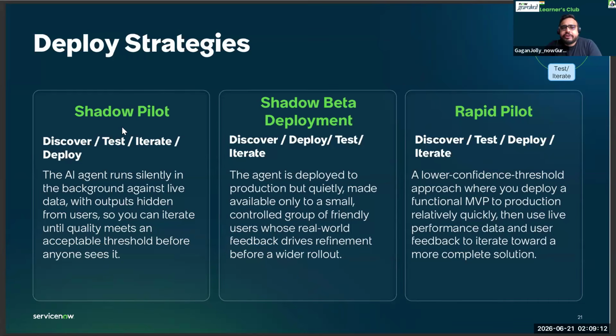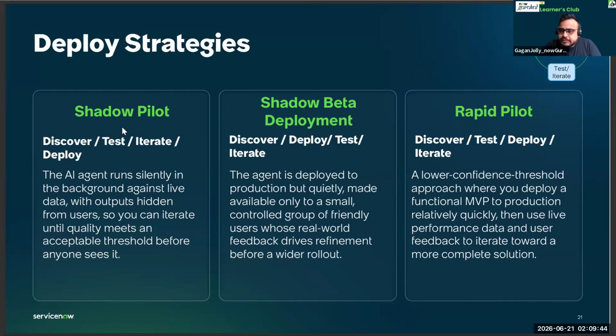In this, the AI agent runs silently in the background against the live data, and the outputs are also hidden from the users. The second one is the shadow beta deployment, where you discover, deploy, test, iterate. These cycles are going to be common for three. In this, the agent is deployed to production, but quietly made available to a small controlled group of friendly users, maybe a small ITSM agent team or a CSM team, to test how it is working for them. And then the last one is a rapid pilot.